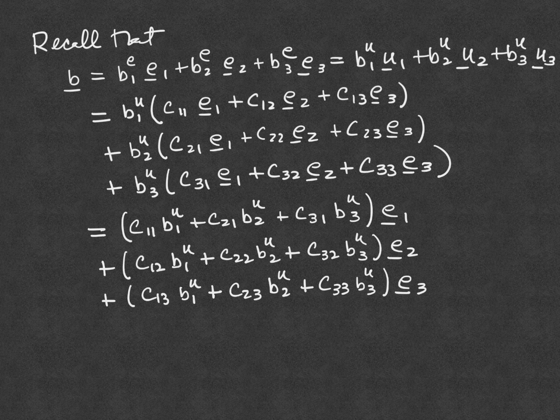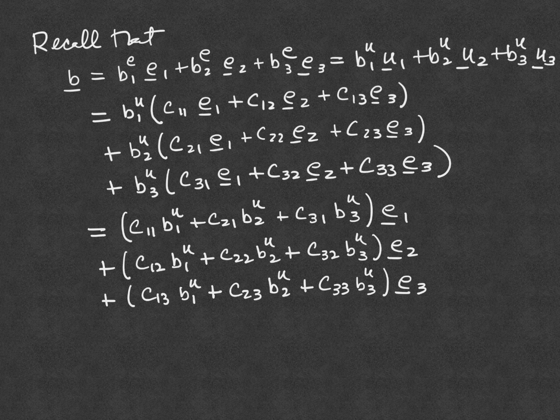Now let's look at this last expression and compare it to where I started. When I started, I wrote b in terms of e1, e2, e3, with components b1e, b2e, and b3e. Then I said that has to equal the expression in terms of the basis vectors u1, u2, u3, and then I substituted for u1, u2, u3 to obtain a second expression in terms of the basis vectors e1, e2, e3. So the first expression I have on this page in terms of e1, e2, e3 has to equal the last expression that I have on this page. So you wind up with the following three equations.